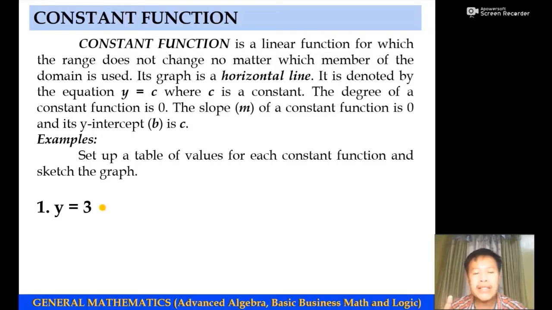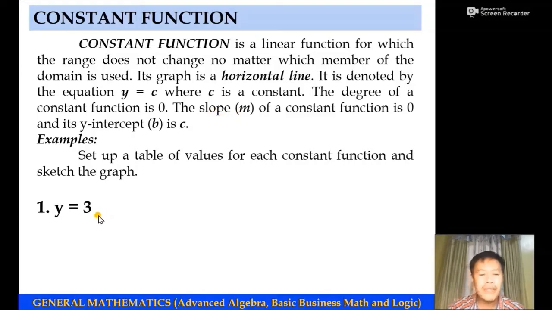But take note, 0 raised to 0 is not equal to 1. That is undefined. The variable beside the constant 3 is x and the exponent is 0. That is why x raised to 0 is equal to 1. 1 times 3 is equal to 3. Our equation is y is equal to 3. c is our constant, and that is automatically our y-intercept. And all constant functions have a slope of 0.